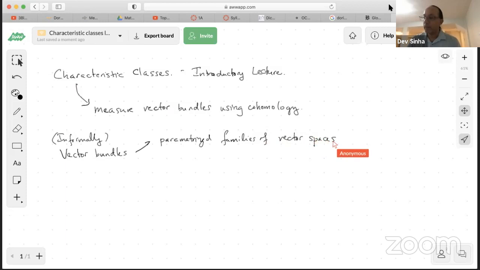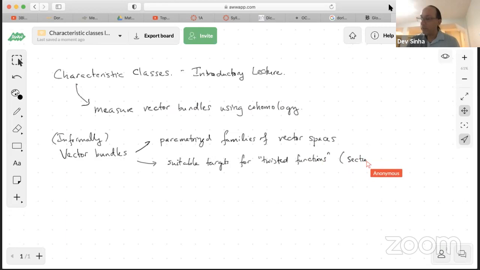And the other way I like to think about them, motivate them, they're suitable targets for twisted functions. And by twisted functions, we'll see that what I really mean is sections, which we'll define. So they're twisted objects, ways you can kind of twist a space together with some vector spaces. Think of maybe a semi-direct product as an example, as a kindred spirit to a vector bundle.